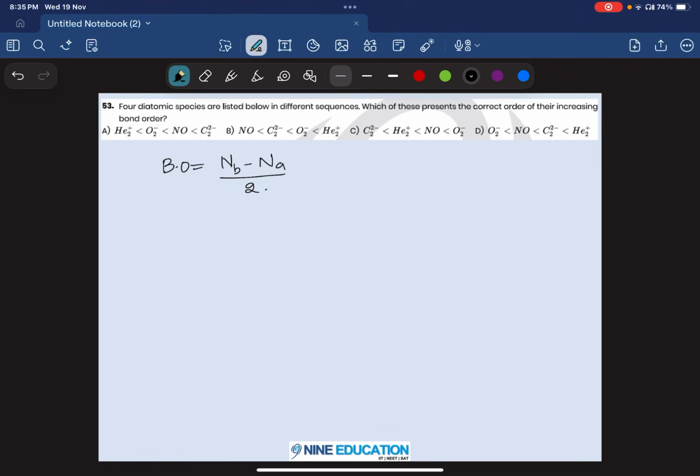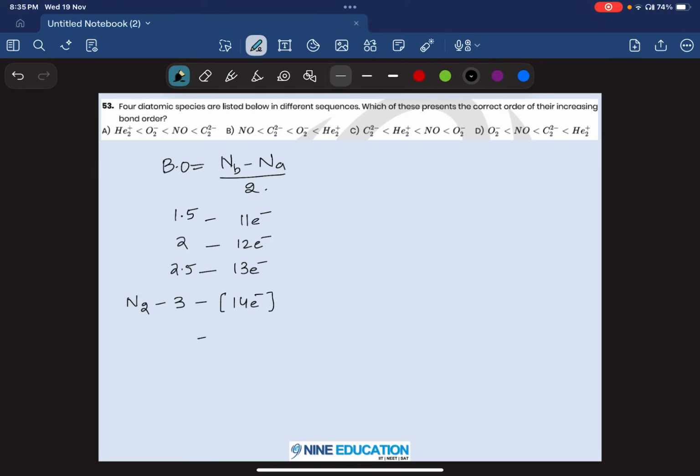Otherwise, you can do this question like this also. We know that after the total MOT calculations, N2 bond order is 3. N2 contains how many electrons? 14 electrons. So 14 electron species will always have bond order 3. Then 13 electron species will always have bond order 2.5. Then 12 electron species will always have bond order 2. 11 electron species will always have bond order 1.5, and so on.